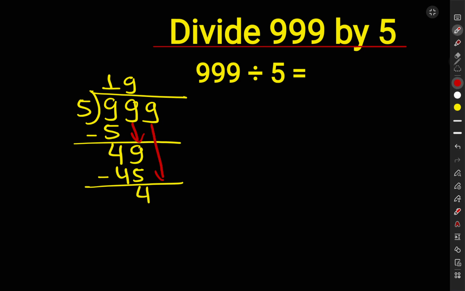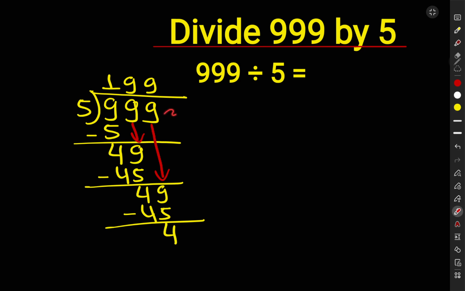So again we put down this 9 and it is 49. 5 times 9 is 45. On subtracting we get 4.